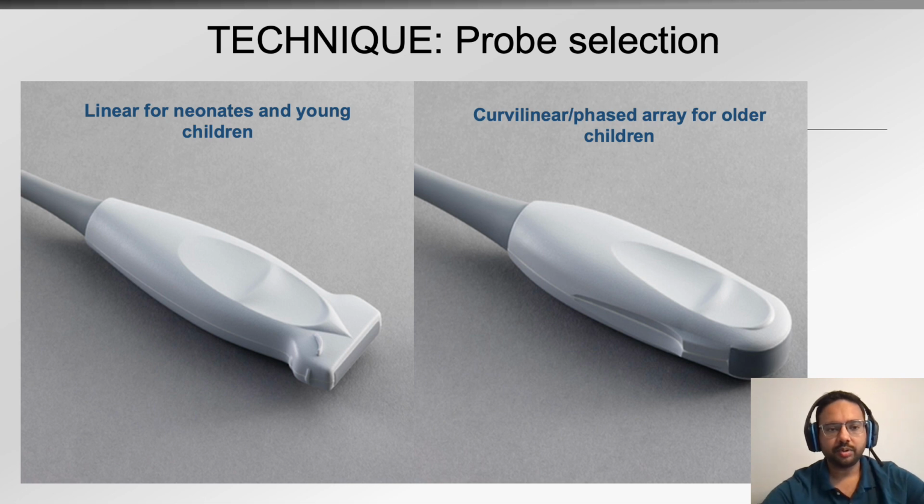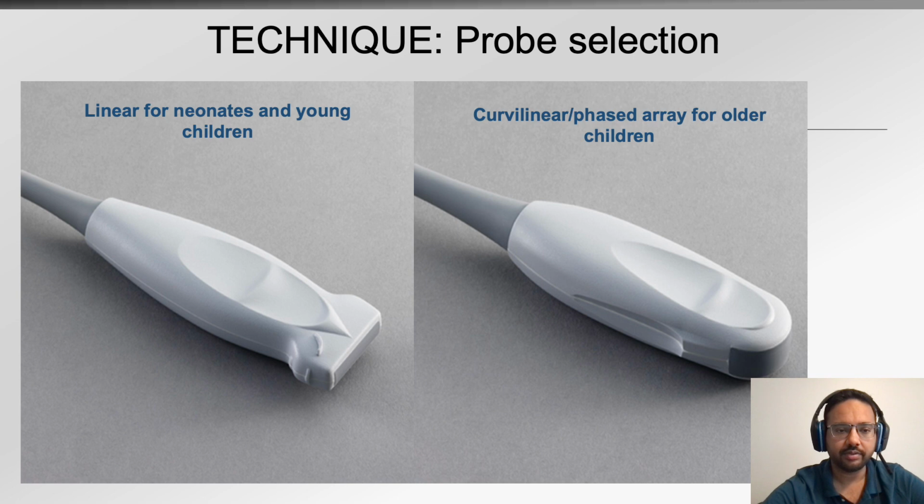In terms of probe selection, generally what I use in my practice are the linear probe and the curvilinear probe. The benefit of using a linear probe is that it is a very high resolution probe. So if I have to scan a patient that does not have a thick chest wall, such as a young infant or a neonate, then it gives me really high resolution imaging, which increases my diagnostic accuracy.